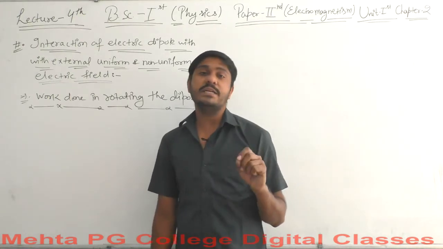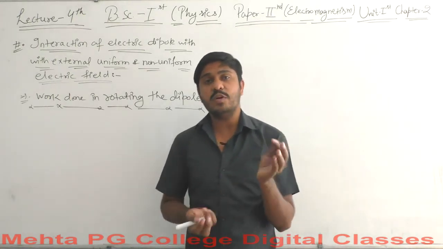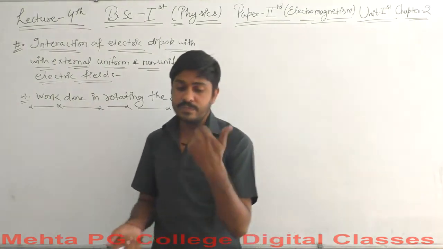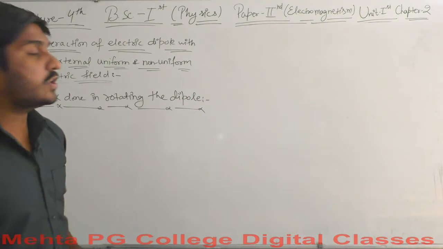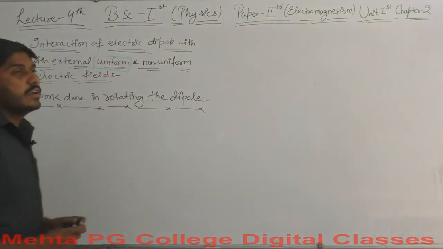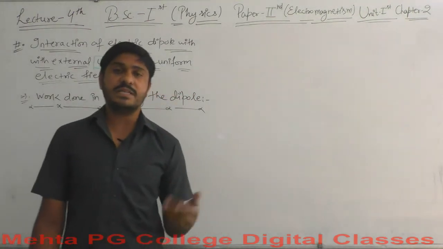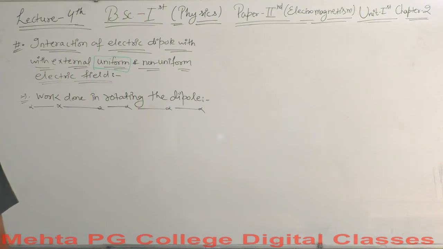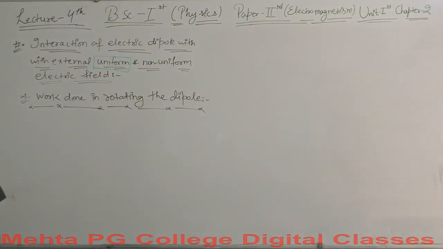So similarly, when an electric dipole is being rotated by an electric field, either uniform or non-uniform, well, we are talking about the uniform electric field yet. Yes, we are talking about only the uniform electric field by now. We will talk about non-uniform electric field after this example. One more example to go, then we will go for this. Okay, so some work is to be done in rotating the dipole.